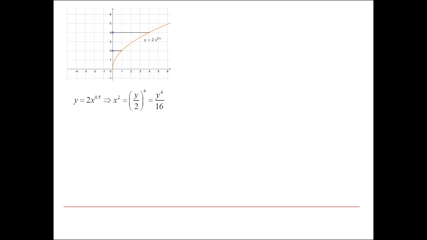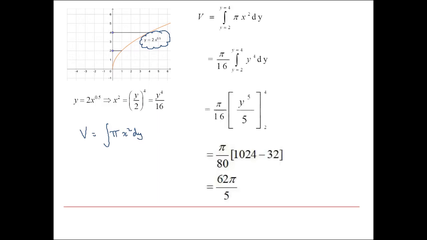So just going over that again, remember that we wanted the volume to be the integral of pi x squared dy, so we needed an expression for x squared. So we need to take the function y equals and rearrange to give x squared equals, so we can substitute into this general formula. So there's the solution written out again. There's the substitution for x squared, it being y to the power 4 over 16, and then the integration afterwards.